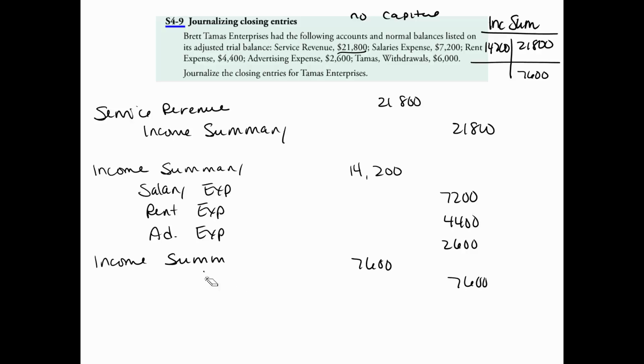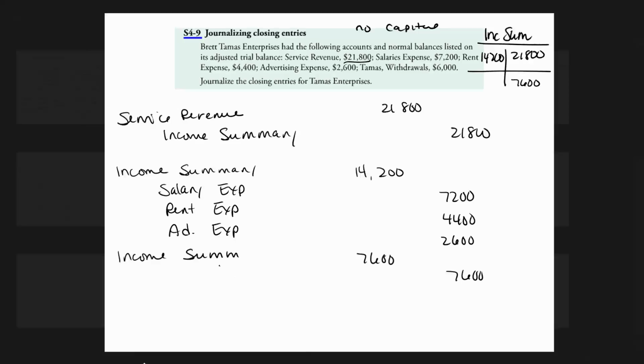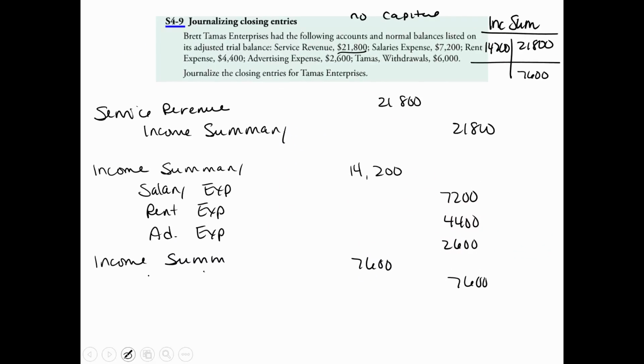Sorry, it's Thomas Capital. Oops, come back. Thomas Capital for the 7,600. So that's where I get that number.